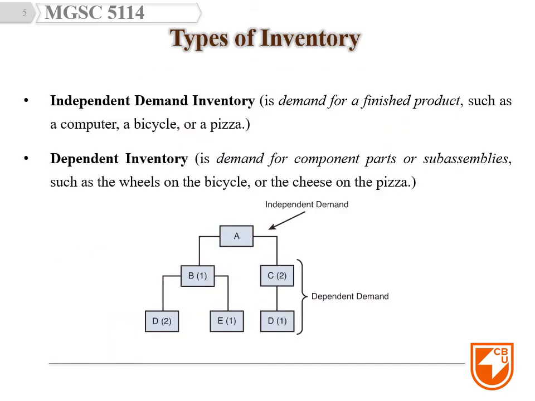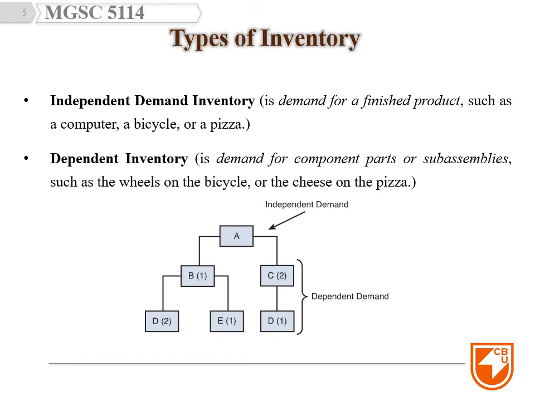Another classification of inventory is dividing it into independent and dependent inventory. Independent demand inventory is something like a finished product. Examples are a computer, a bicycle, or a pizza. A pizza is something that a customer is willing to pay for. A bicycle is something that a customer is willing to pay for. And when we want to know how many pizzas, bicycles, or computers we want, we just need to know the number and multiply by 1, because this is a finished product.